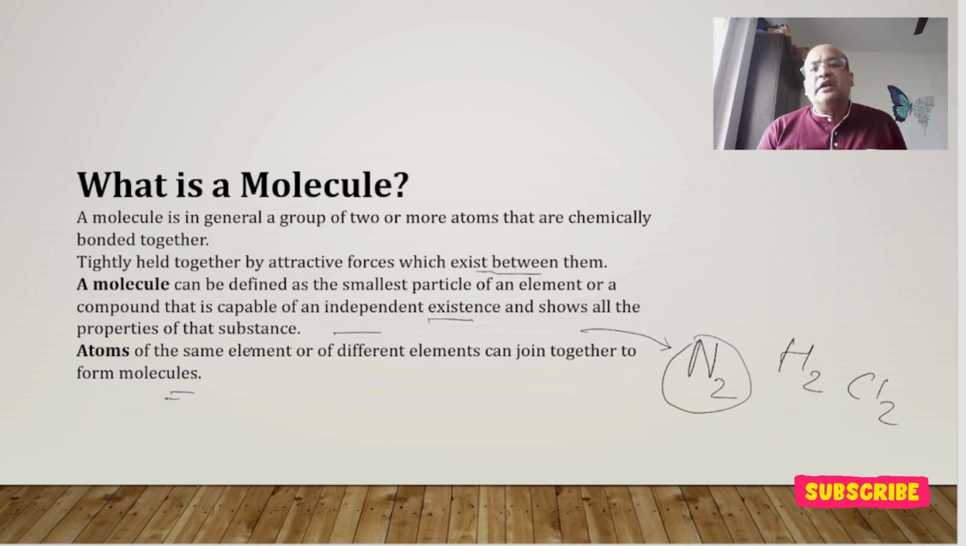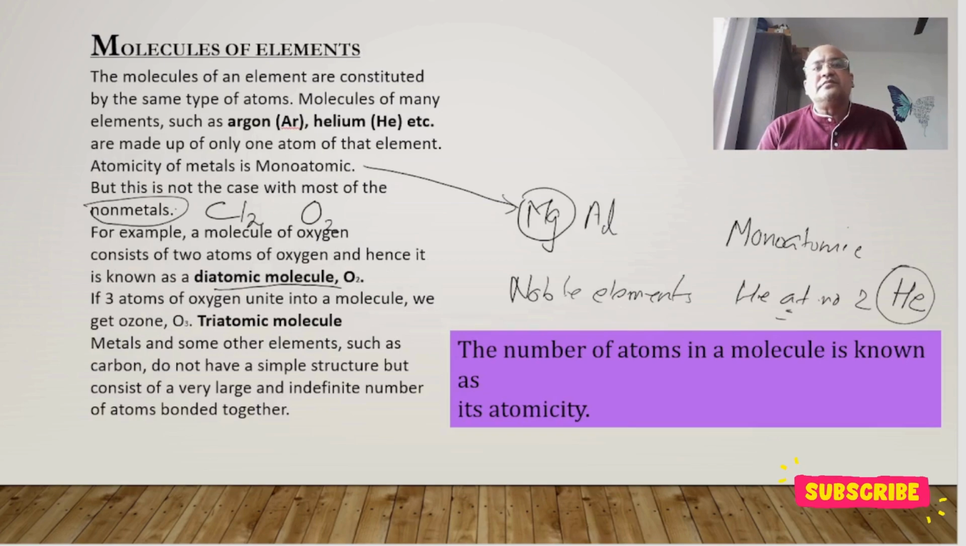Okay, so atoms of the same element or of different elements can join together to form a molecule. So let's see how these molecules of the elements are. The molecules of an element are constituted by the same type of atom, right? Molecules of many elements such as argon and helium, you'll see, are noble elements.